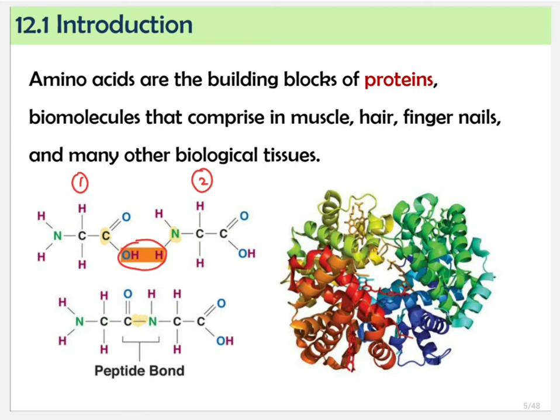Okay, so itu kita akan panggil peptide bond. So, kalau ada banyak amino acids, dia akan menghasilkan polypeptide. So, banyak polypeptides akan merupakan building blocks of the protein. Okay. Jadi, boleh fahamkan yang amino acid ni macam basic untuk protein chain.